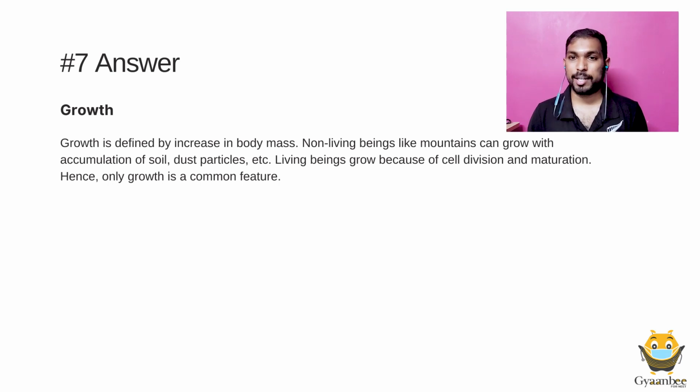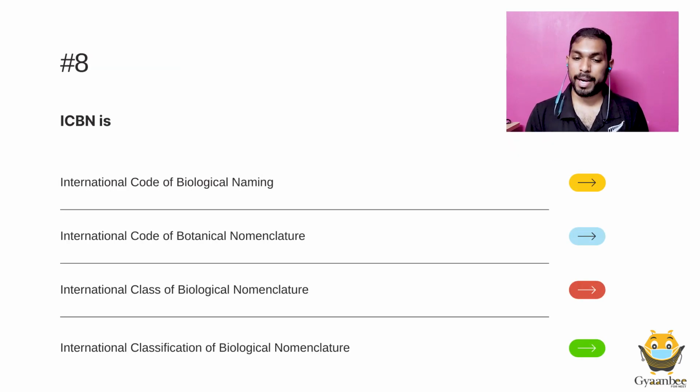Moving on to question number 8. Question number 8 is: ICBN stands for... What is the expansion of ICBN? Is it International Code of Biological Naming? Is it International Code of Botanical Nomenclature? Is it International Class of Biological Nomenclature? Or is it International Classification of Biological Nomenclature?